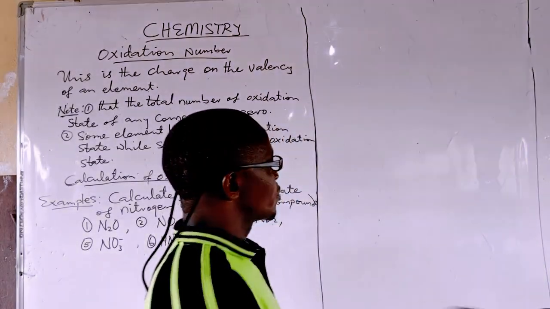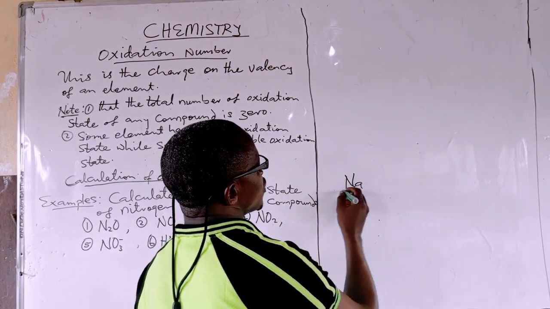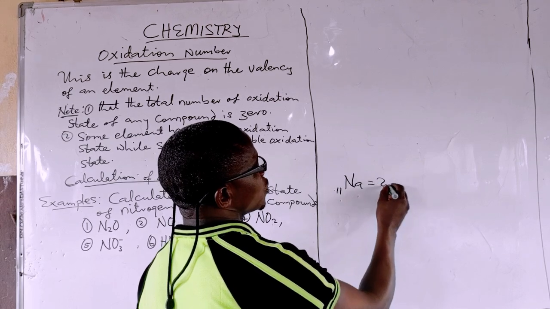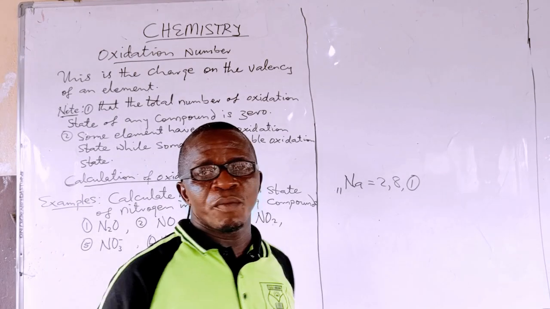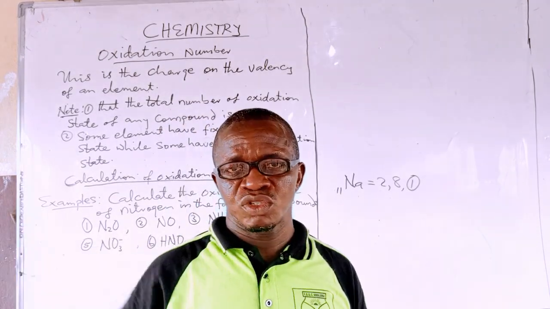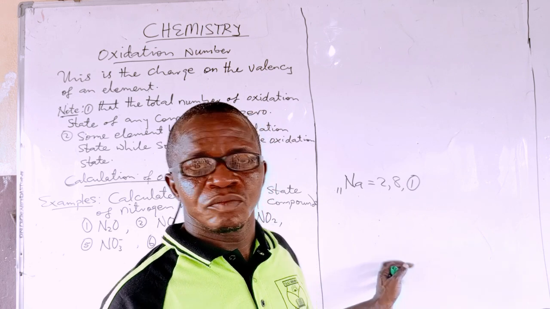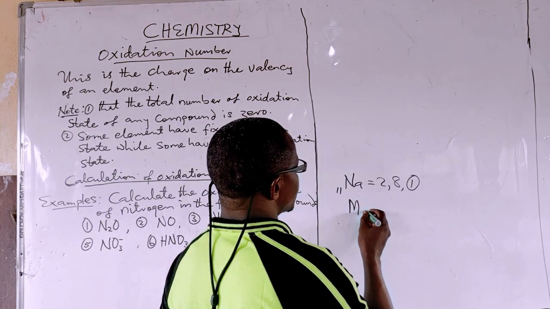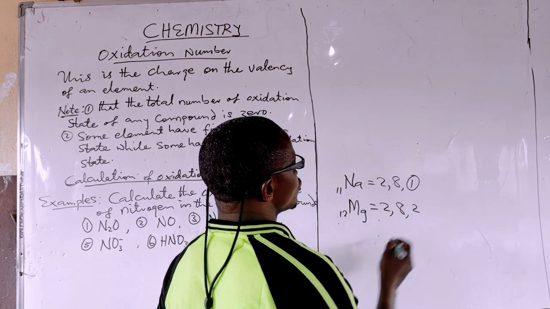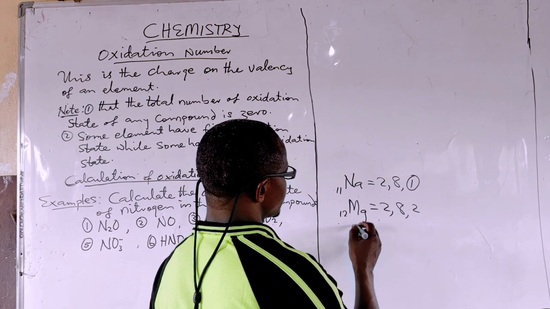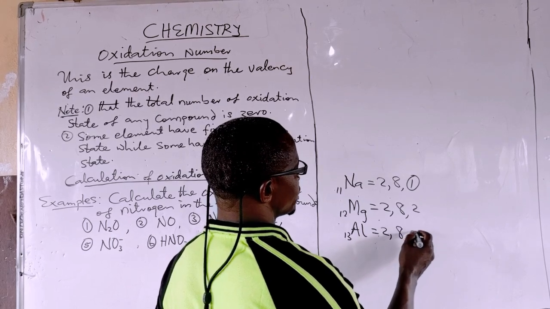Remember, I said something that, like sodium, for example, atomic number of sodium is 11. Electronic configuration is 2, 8, and 1. This 1, which is the number of electrons on the outermost shell, that one is the valency of sodium. Magnesium with 12 will be 2, 8, and 2. Aluminium with 13 will be 2, 8, and 3.